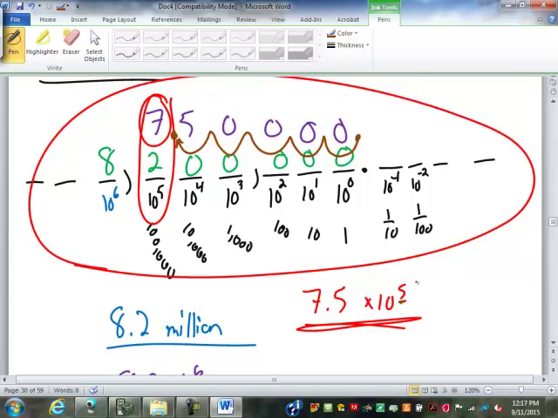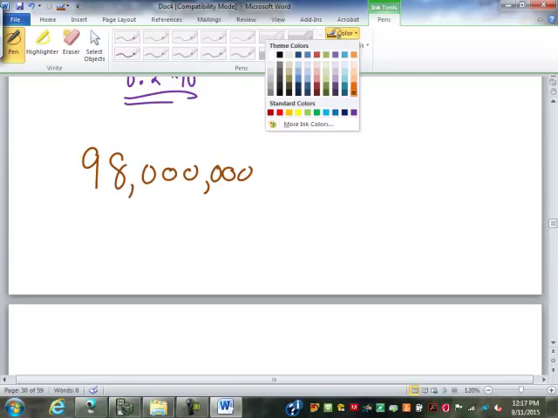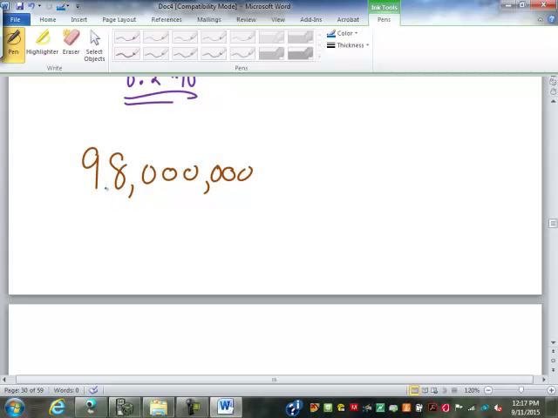Makes sense? So if I have 98 million and I want to convert it into scientific notation, of course, the decimal point is going to go here. It's going to be 9.8. How many places do I have to move the decimal point? 1, 2, 3, 4, 5, 6, 7. 10 to the 7.